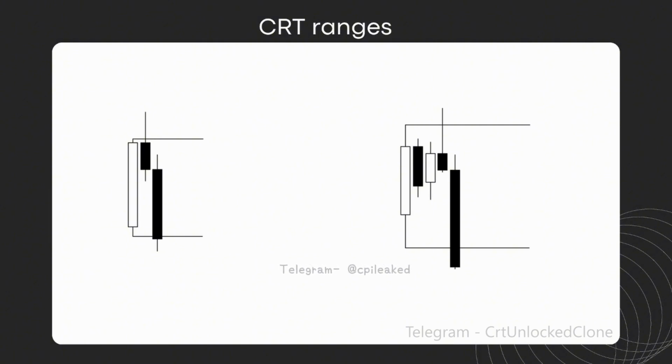And the second we've got is the inside bar CRT. These types of CRT are higher probability than the three candle CRT, but almost both of them work accurately, right?